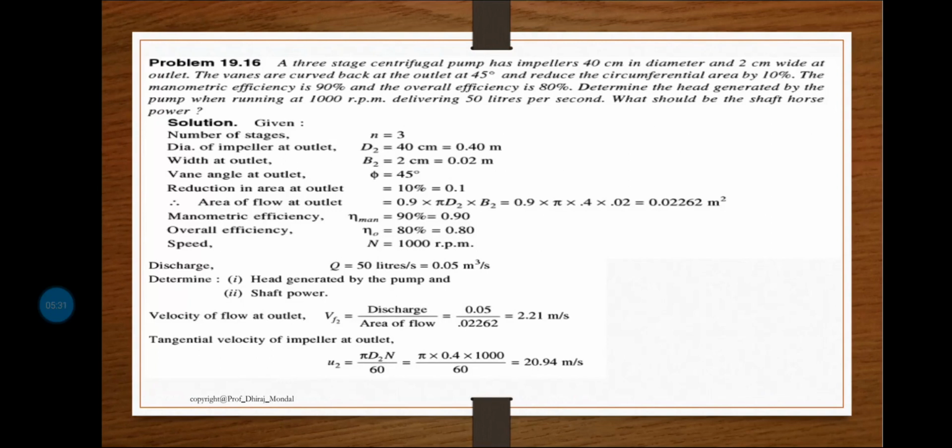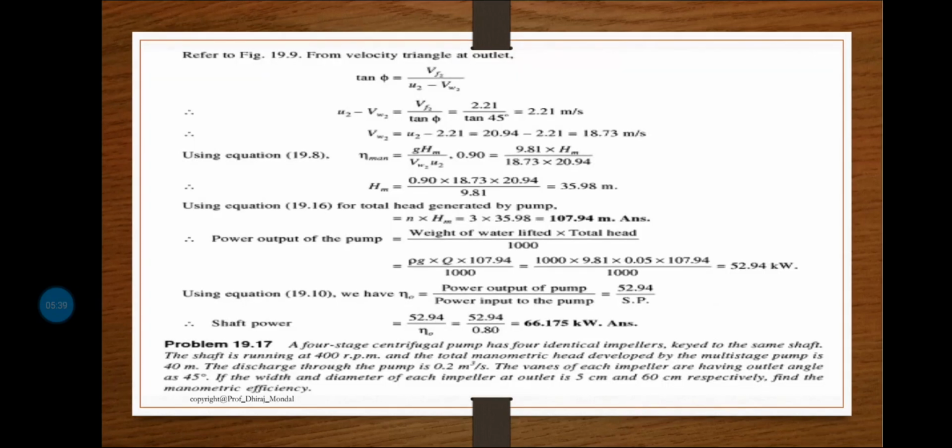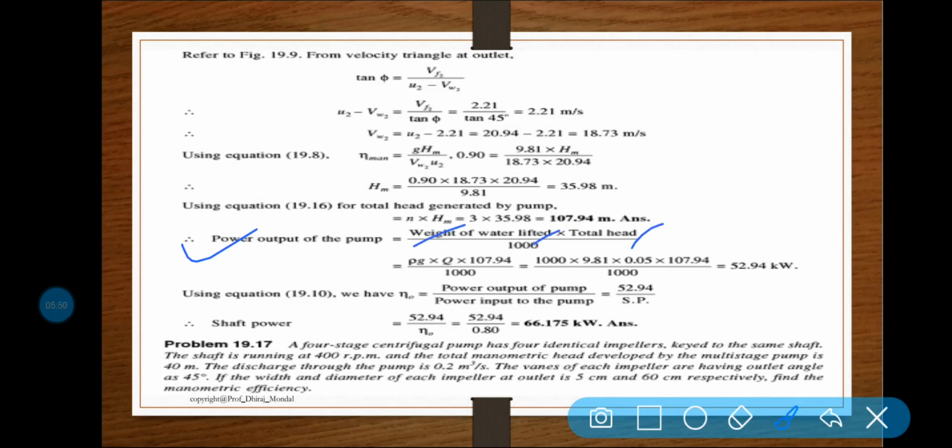Okay, so the number of stages is given and the head generated you have to find out. So the total head generated you can easily find out is N into Hm. Clear? Now the power output of the pump is the weight of the water lifted into total head by 1000. Now, weight of the water lifted means what? M is equal to rho m g h.